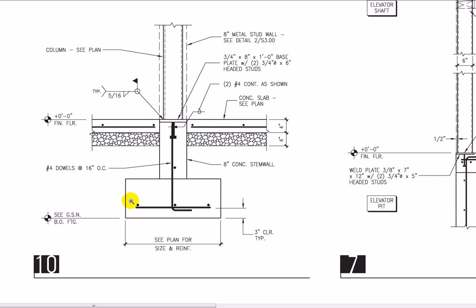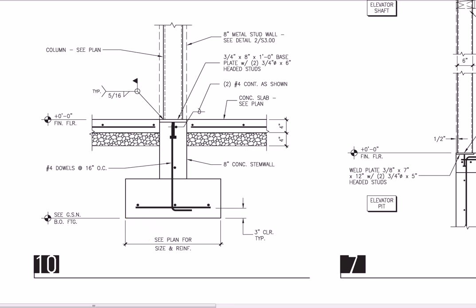And typically on structural drawings you'll get your how to build it in the details, but the dimensions will be on the plan. Also for here, bottom of footing, see general structural notes. So there's a lot of abbreviations that are used that we'll have to go back to the first page to get. But this tells us the detail of how to build it.